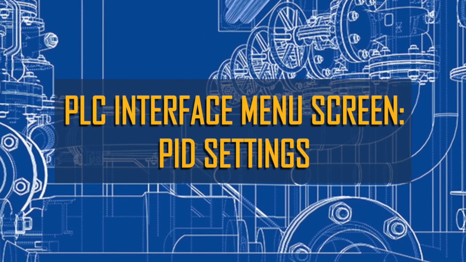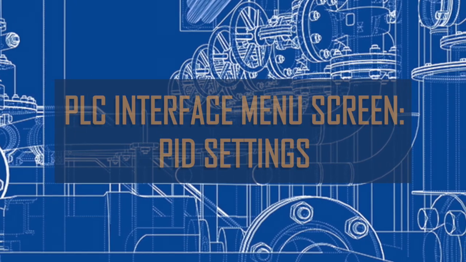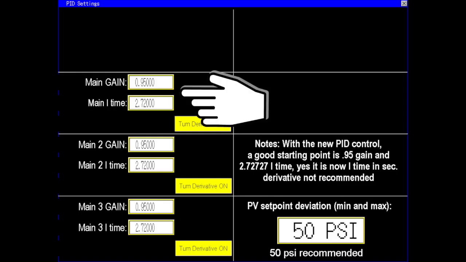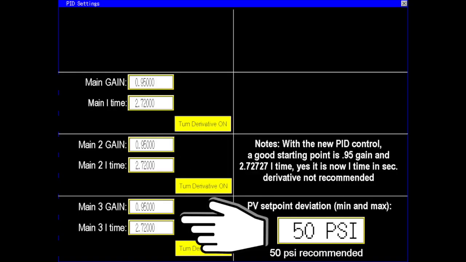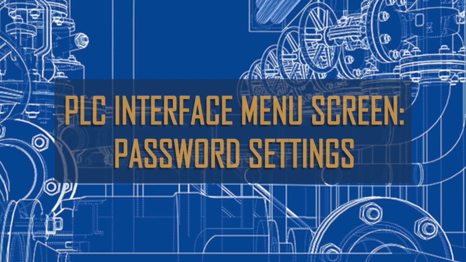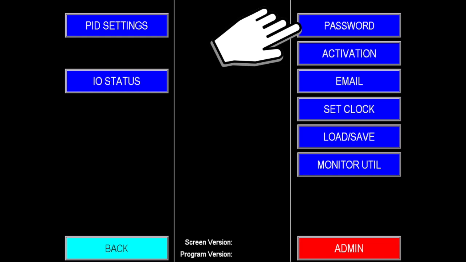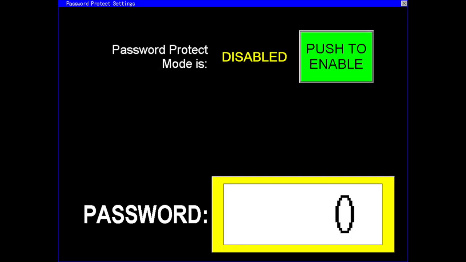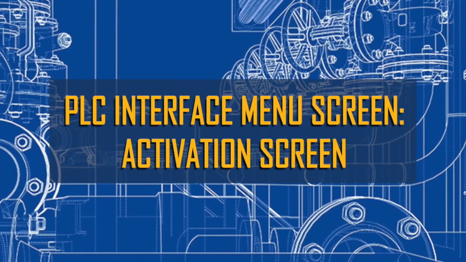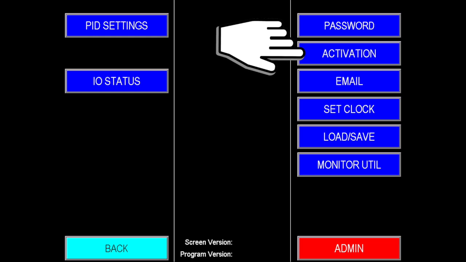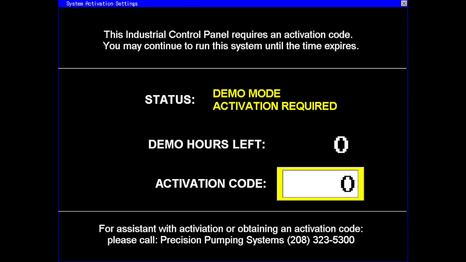Next, we will review the PLC PID settings. If you have the pump station's operator password and know what you are doing with PIDs, you can access the PID settings screen and make adjustments to the control. Next, we will review the PLC Password Settings. The password screen will allow you to lock out the system with a custom numeric password. Next, we will review the PLC Activation Screen settings. The activation screen is where you can remove demo mode.